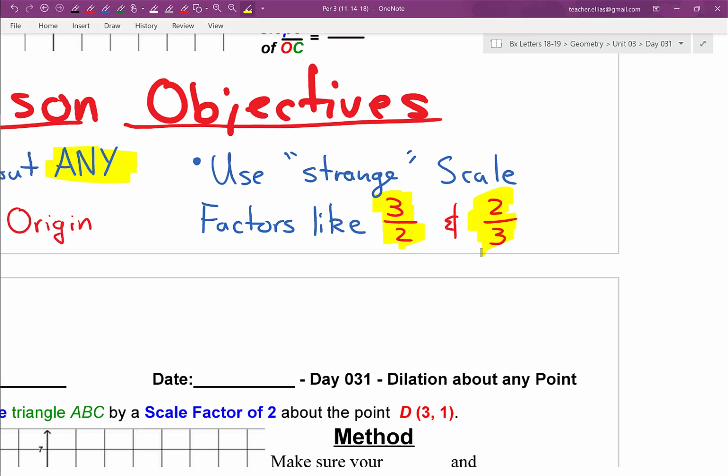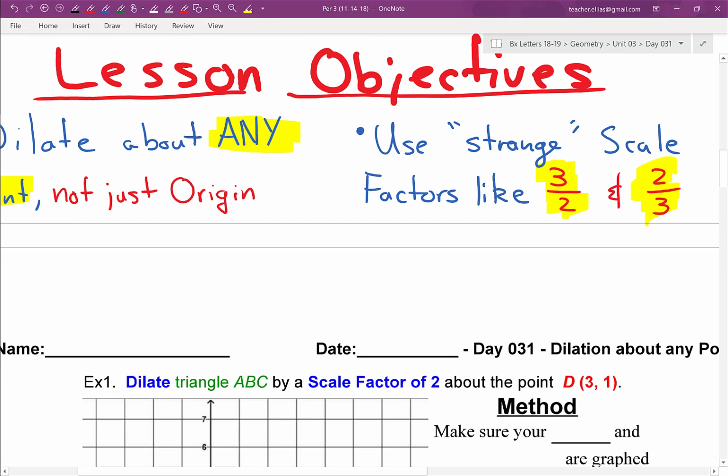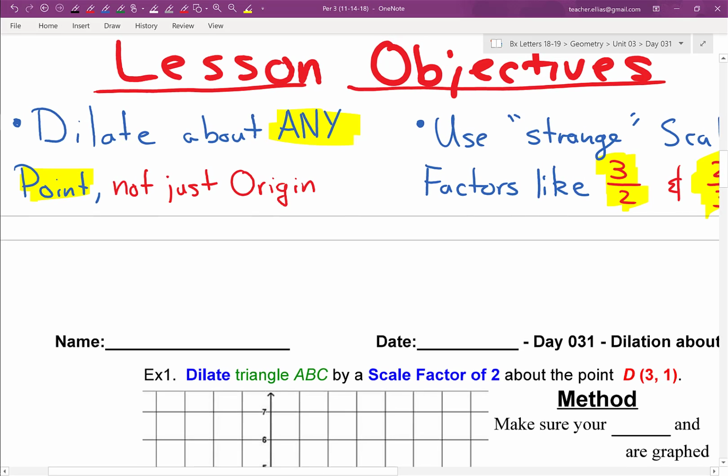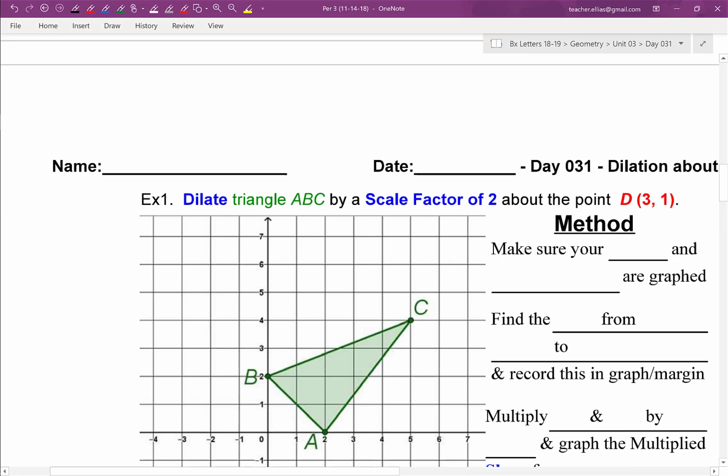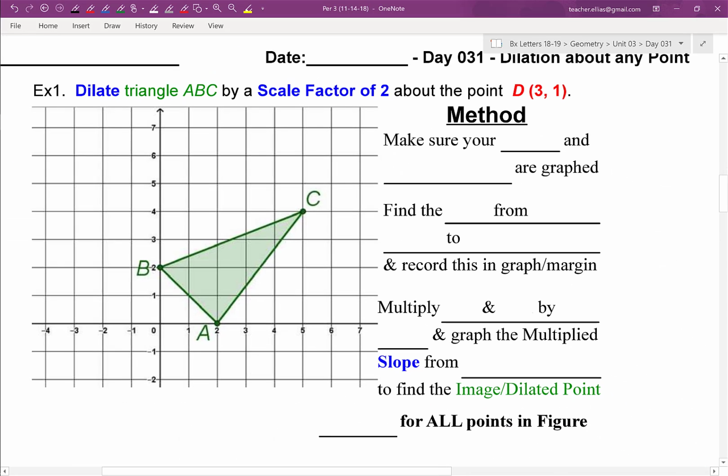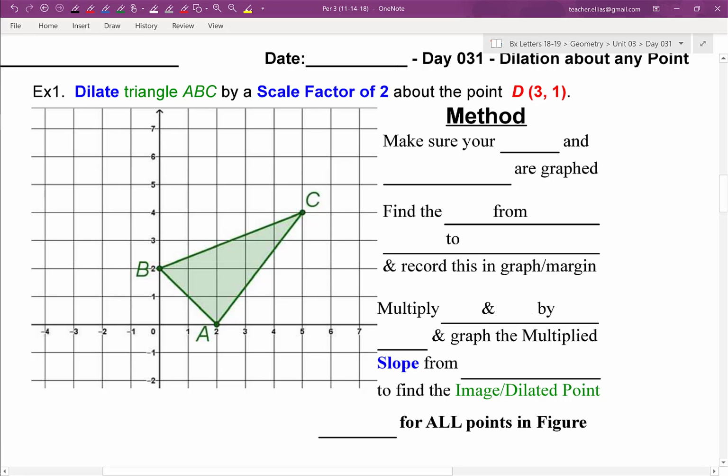Any questions on what our goal is today? What are we doing today? What are we learning? Math. What kind of math are we learning today? Geometry. And which transformation? Dilation. In order to do a dilation, what do you need? What in this problem?